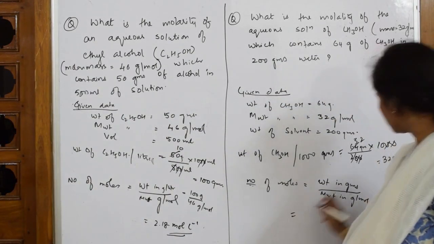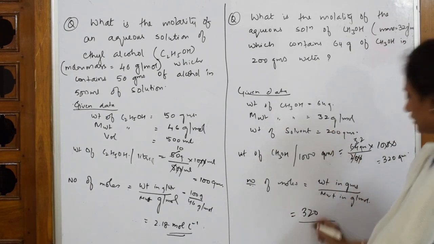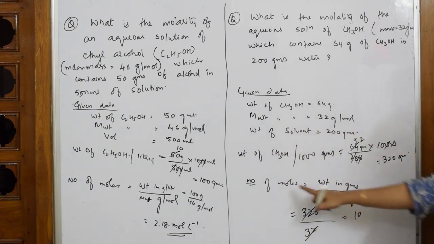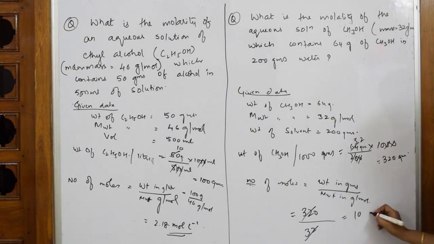I have to substitute here. 320 is the answer in grams, divided by molecular weight 32. It goes 10 times 10. So number of moles, molality unit, when I see it is mole per liter inverse. This is mole per gram inverse.